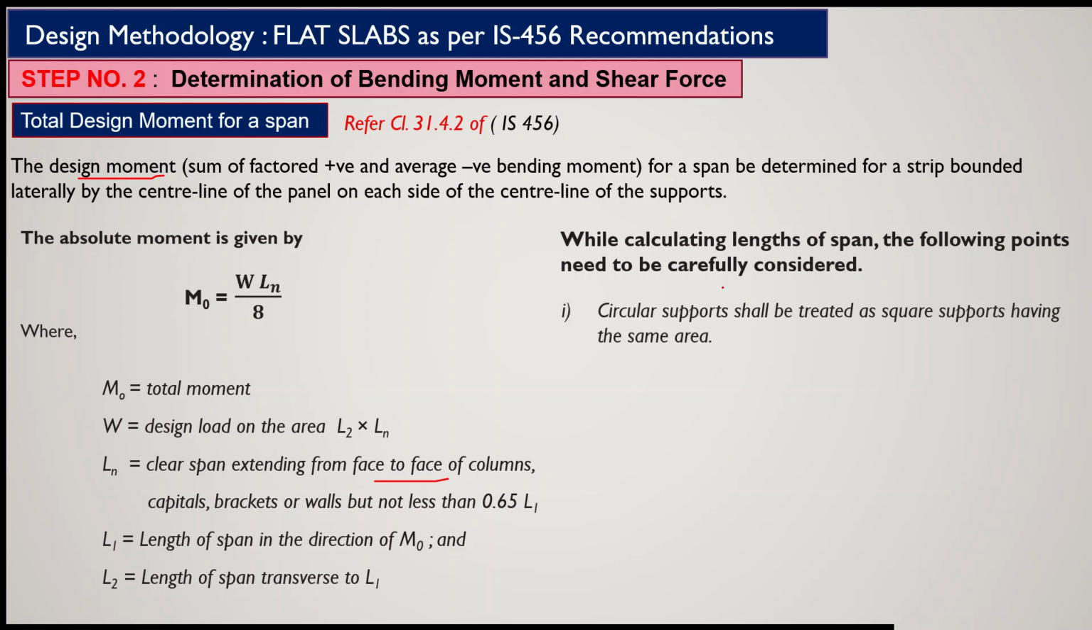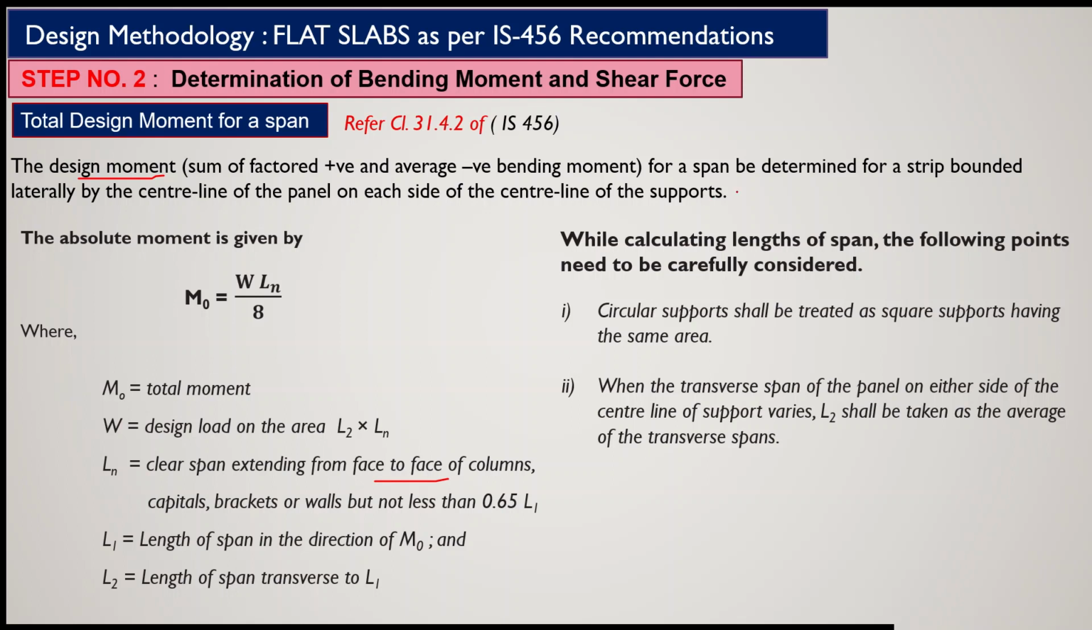Very first point is circular supports. Now suppose there are circular supports. Circular supports shall be treated as square supports having the same area. So that means if you have a circular support, you can calculate the area of the circular support, and then assuming that this same area is used for a square support, the area of the circular support will be equal to the area of the square support, from which you will be able to calculate the size of the square.